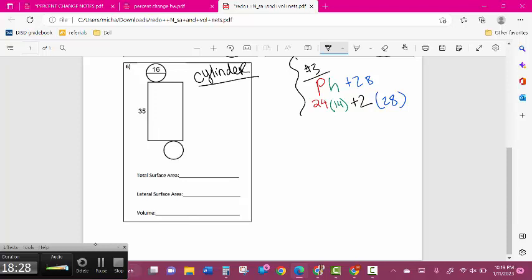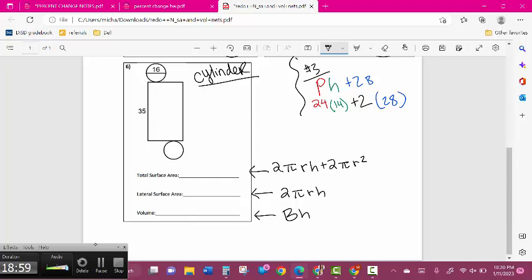Okay, so when I look at my cheat sheet for a cylinder, the total surface area formula, you guys hate the formula because it's super long, but it actually is easier to work. So we've got 2 times pi times r times h plus 2 times pi times r squared. The lateral surface area formula, 2 times pi times r times h. And the volume, big B H.